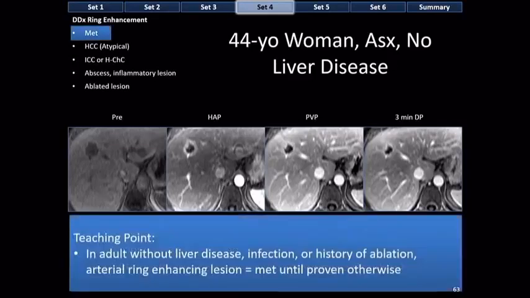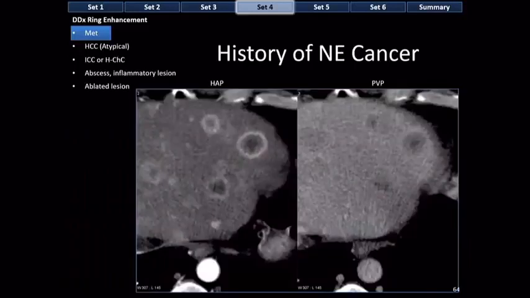Okay, so what's the teaching point? The teaching point is that in an adult without liver disease, infection or ablation, an arterial ring-enhancing lesion is a metastasis until proven otherwise. So why do metastases have this ring enhancement?